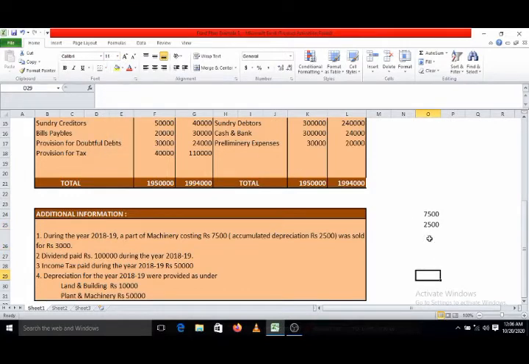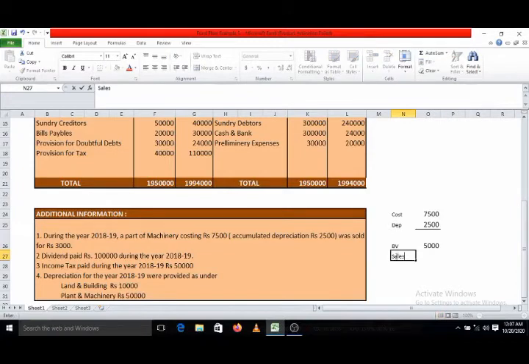So this was the cost of the asset, and this is the total depreciation. When it was purchased, the cost was rupees 7,500. Now the depreciation provided is 2,500. So it means today's book value is how much? 7,500 minus 2,500. It means today's book value is rupees 5,000. You can check out. So this we can call the book value. Today's book value. Now this is sold.